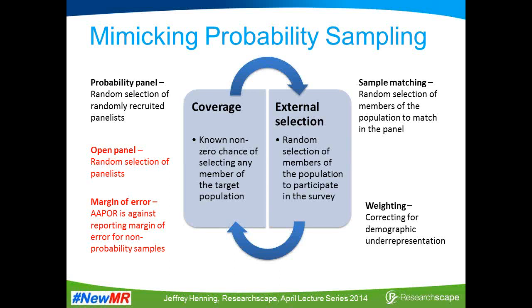AAPOR, the American Association of Public Opinion Researchers, has historically been against non-probability research. They really feel like it's eroding the ability of the industry. But they are starting to come around a little bit. Sample matching, you'll hear a lot of heated arguments for and against it, but there is more consideration of a technique like that. They are, however, diehards on not wanting you to report an error margin on non-probability samples.